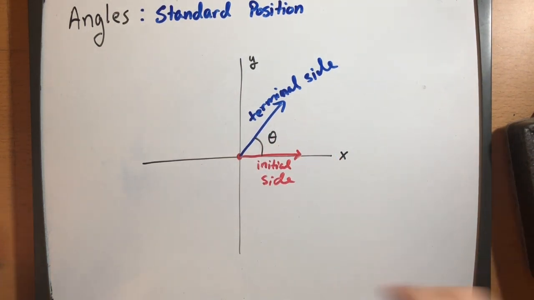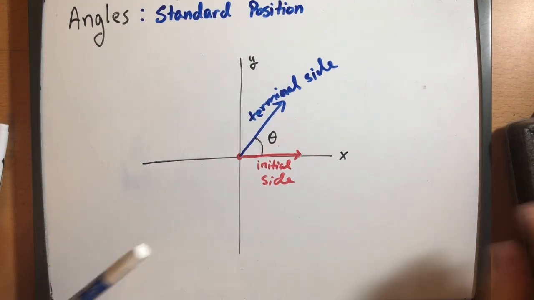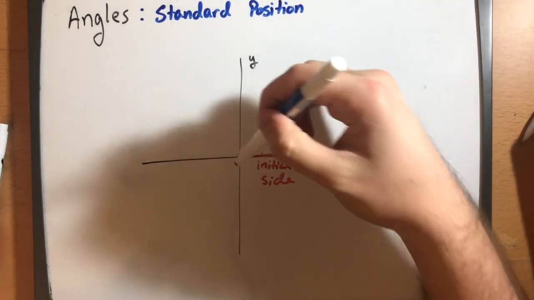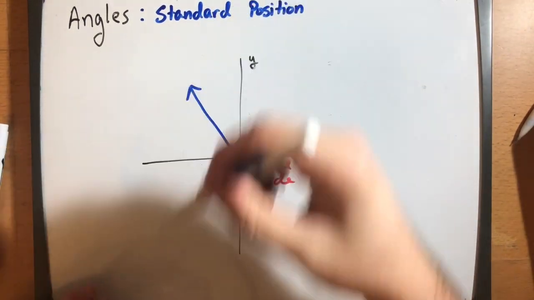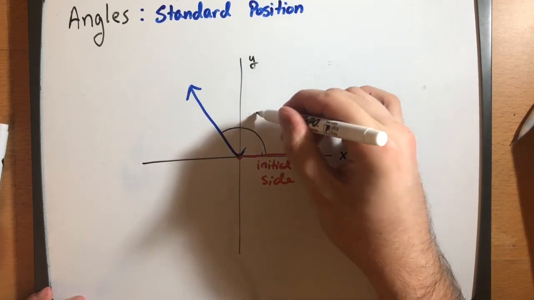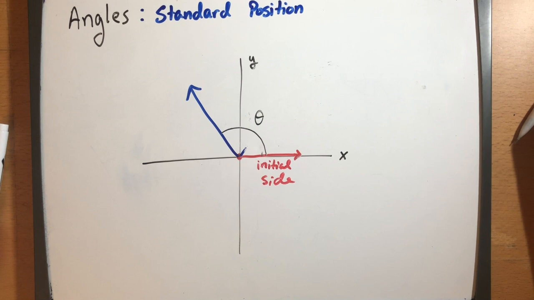So of course the angle could change in many different ways. So let's say that the terminal side were here. If this was the terminal side, then this would be our angle. So the terminal side can move.